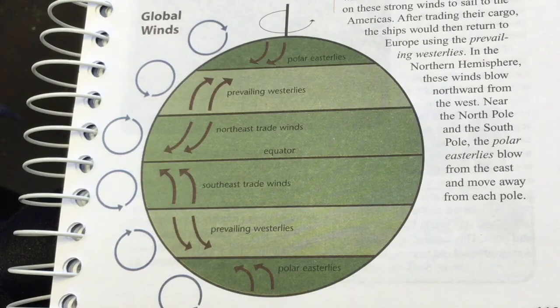Near the North Pole and the South Pole, the polar easterlies blow from the east and move away from each pole. All right, so they're blowing from the east to the west. So they come out of the east. That's why they're named the easterlies. All right, sweet. That's all I had for you for science today.